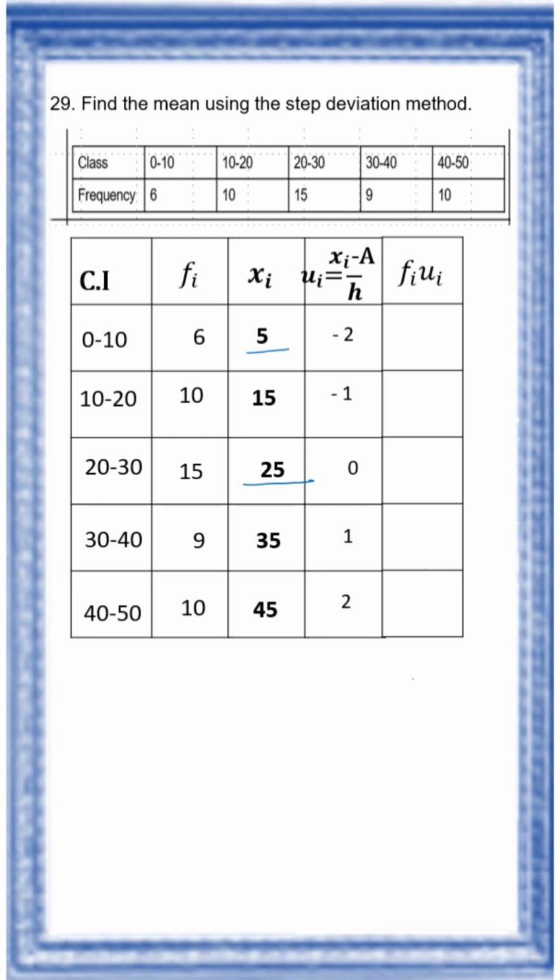Now let us tabulate fi ui. This is fi, this is ui. 6 into negative of 2 is negative of 12. 10 into negative of 1 is negative of 10. 15 into 0 is 0, 9 into 1 is 9, 10 into 2 is 20.